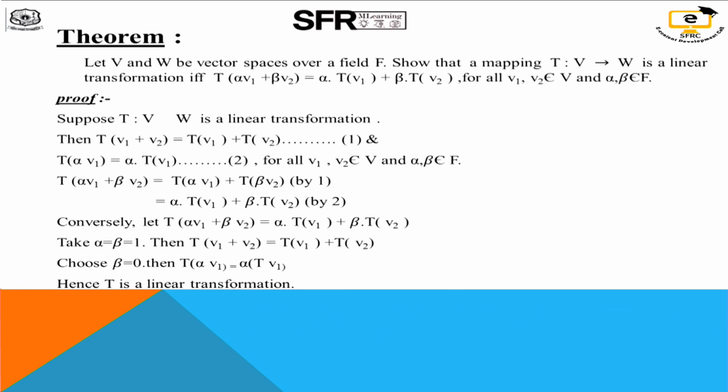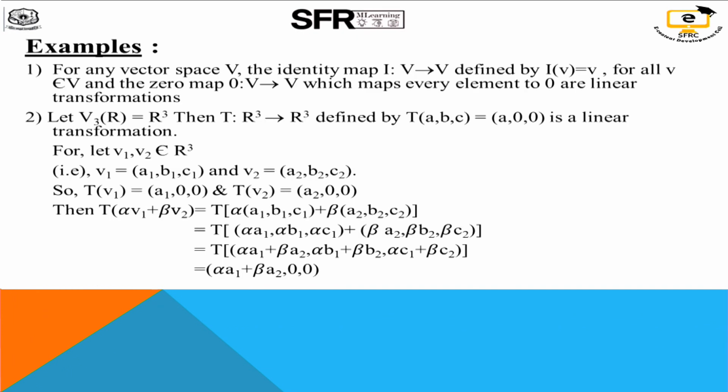Choose beta equal to 0, then we get T of alpha V1 equal to alpha T of V1. Therefore, we say that the two conditions of the definition are satisfied, hence T is a linear transformation. Therefore, we have derived the equivalent definition for linear transformation. Now we can see some simple examples, and which function will be a linear transformation and which one is not. Here 6 examples are given.